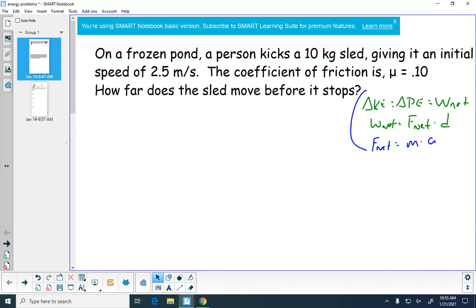Well, we know we have an initial velocity at 2.5 meters per second. We have a mass, which is 10 kilograms. We have a coefficient of friction at 0.10.